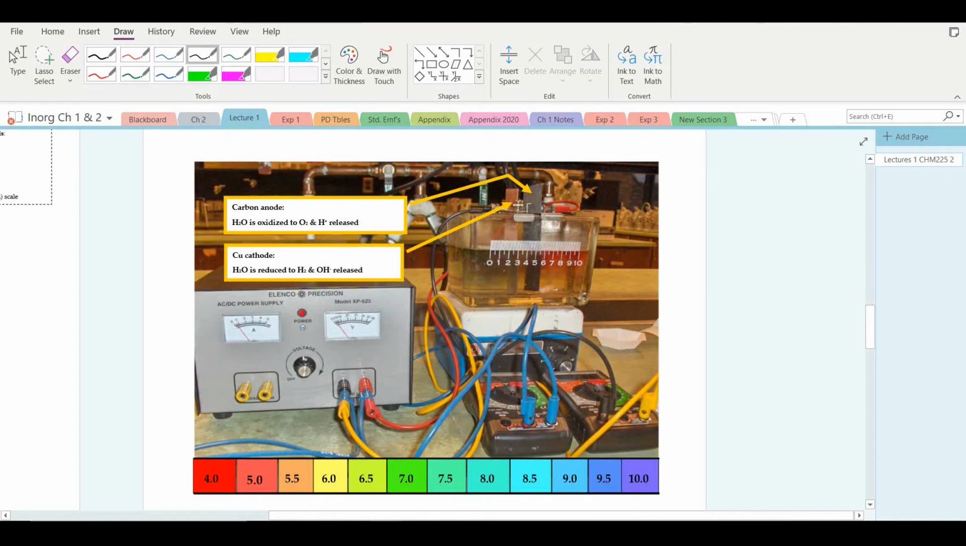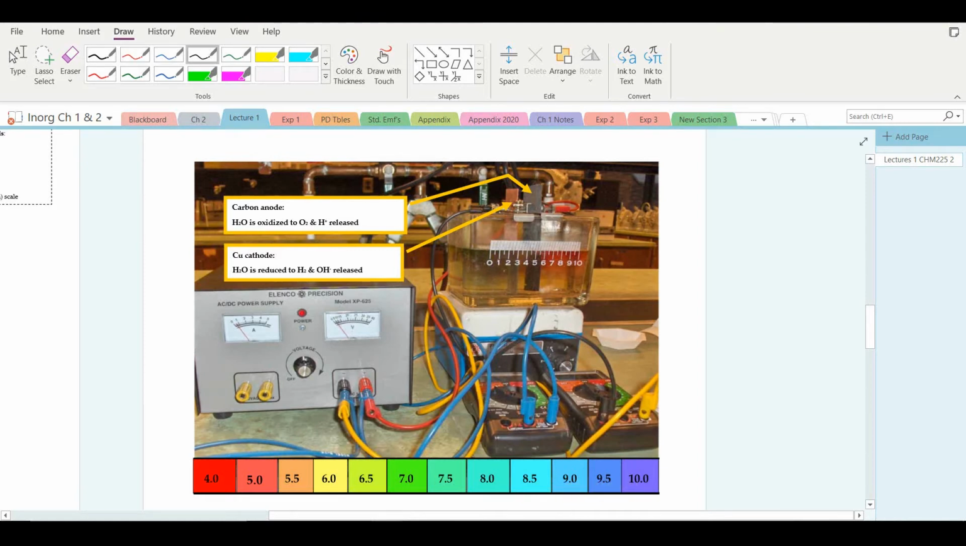When water is reduced with negative charges, it forms hydroxide, which is negative, and hydrogen gas. And you'll see the hydrogen gas bubbles coming rapidly off the copper electrode. You'll also see, if you let it stand for a while, the solution will turn blue to purple in this vicinity because hydroxide ion has a color of blue to purple with the universal indicator.